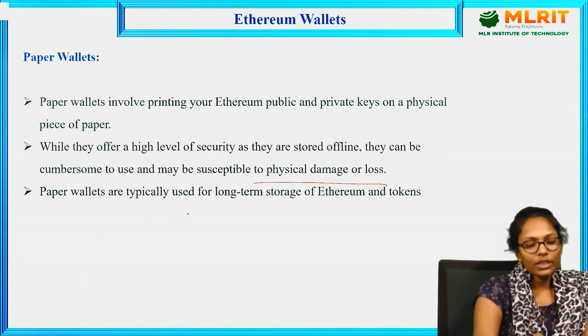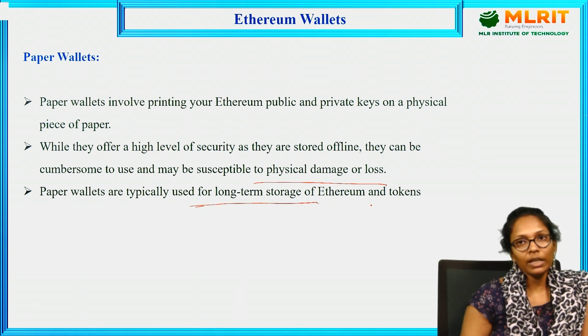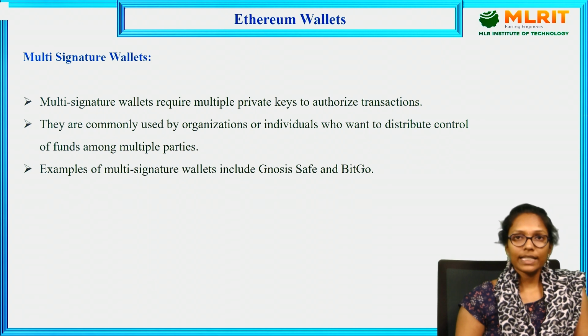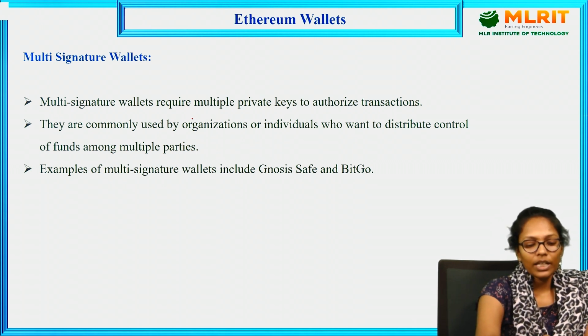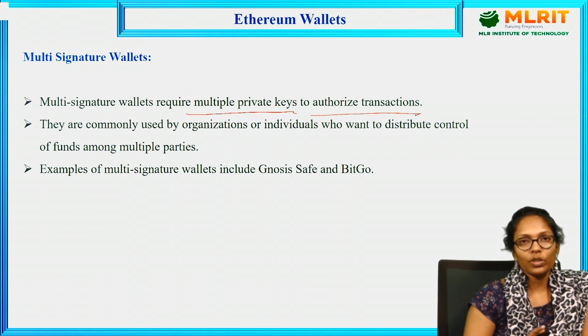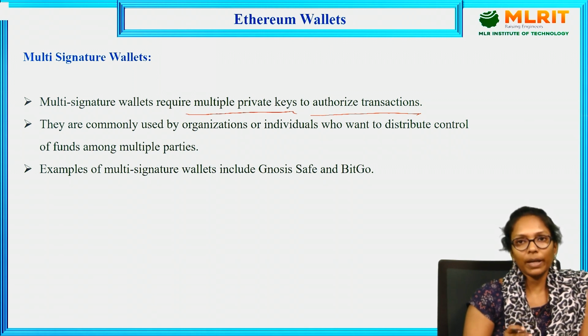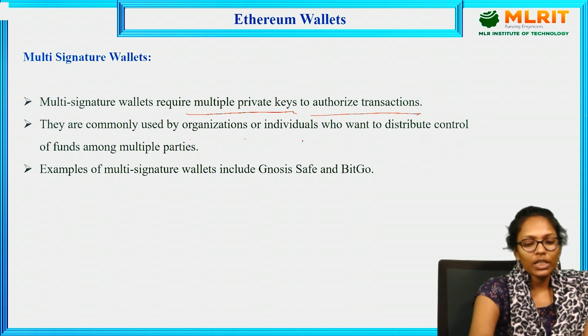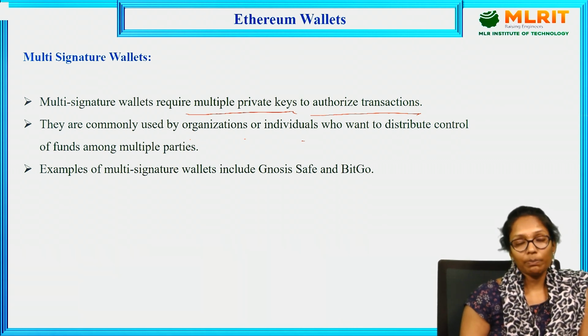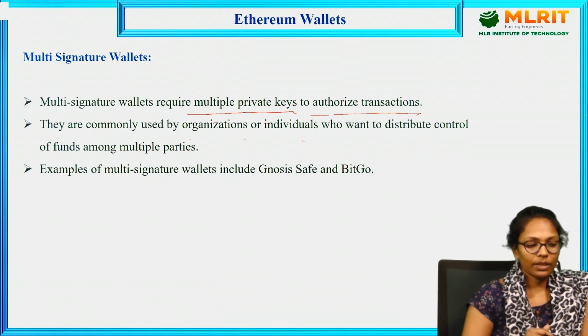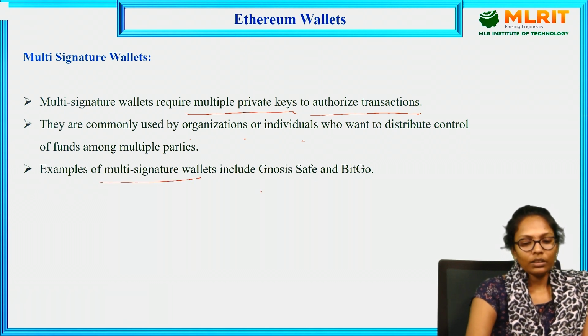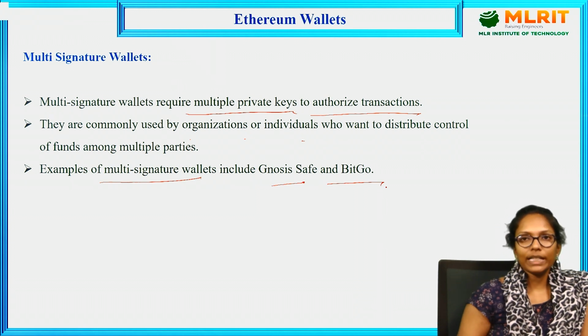Generally these are used for the long-term storage of Ethereum and tokens. Now, multi-signature wallets. For any wallet, we generally maintain one public key and one private key. But for multi-signature wallets, it requires multiple private keys to authorize the transaction. So instead of using a single private key, we are using multiple private keys here. They are commonly used by organizations or individuals who want to distribute control of funds among multiple parties. By using multiple private keys, we can also provide more security. These are generally used by organizations who want to transfer the amount to multiple accounts simultaneously. Examples of multi-signature wallets are Gnosis Safe and BitGo. So these are the two examples of multi-signature wallets.